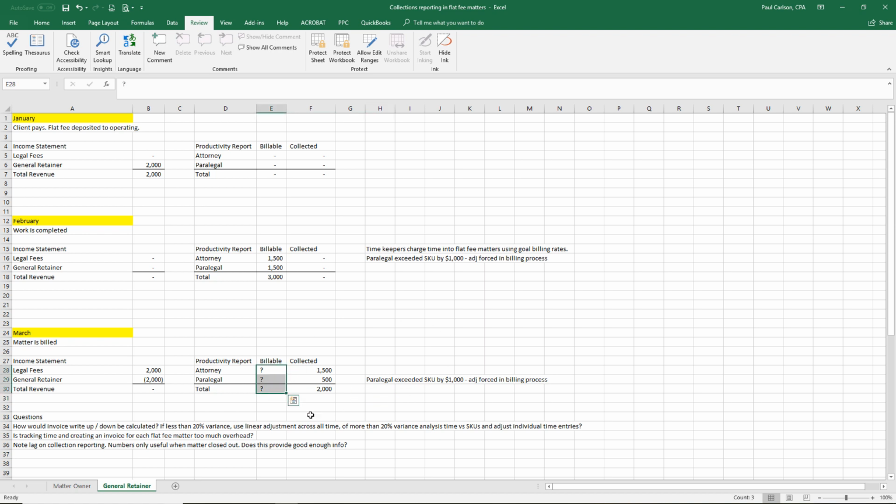And I left these billable numbers as question marks because these are going to depend on everyone's feedback and the exact process we use in converting the overage into collected numbers.